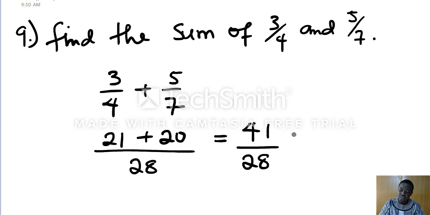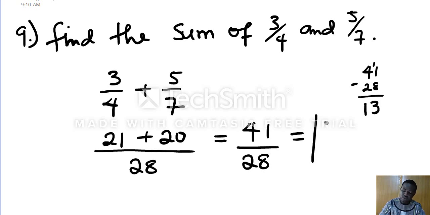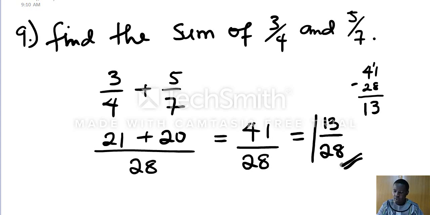Leaving us with 21 plus 20, which is going to be 41 over 28. And 41 over 28 can be said to be equal to 1 whole number. What is 41 minus 28 will give us the remainder. This is 11 minus 8 is 3, 3 minus 1 is 1. So this becomes 1 whole number, 13 over 28 as your answer.